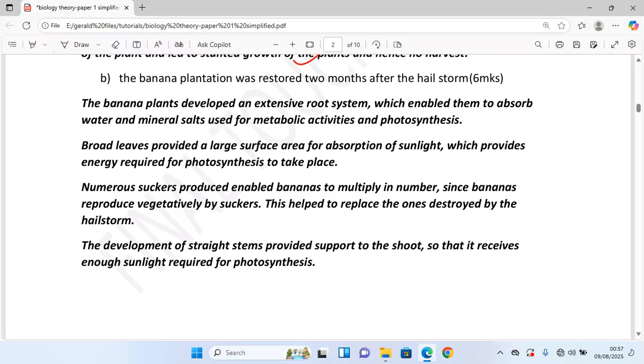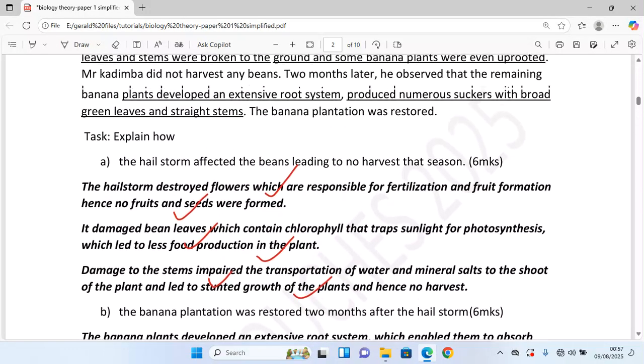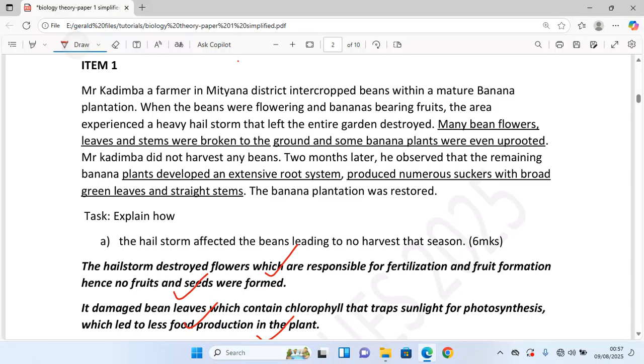Here comes the reason. The banana plants developed an extensive root system. When we go back to the scenario, we have seen an extensive root system, broad leaves, numerous suckers, and development of straight stems. We are not just getting them from anywhere else, but from the scenario. And see, 2 months later, he observed that the remaining banana plants developed an extensive root system, produced numerous suckers with broad green leaves and straight stems, and then he says the banana plantation was restored.